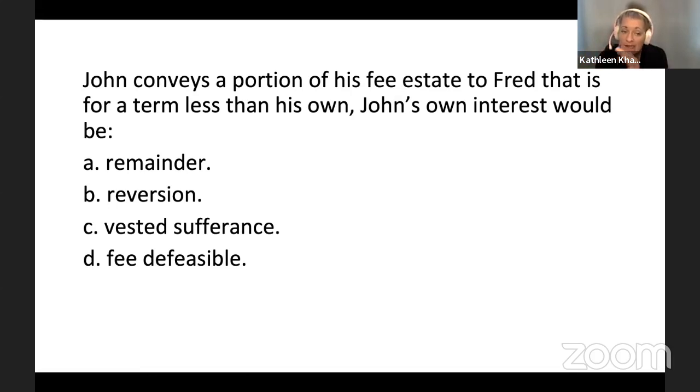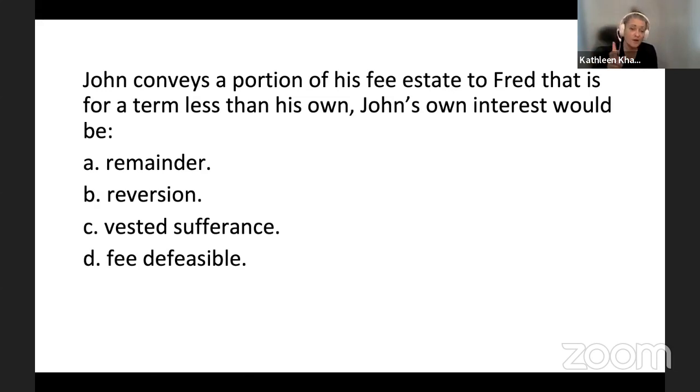Well, is he the remainder? Is he in reversion? Is he invested sufferance? And the one thing you'll find about sufferance is that's a situation where somebody didn't do right by the other, right? Or is it fee defeasible? Have we just recently talked about fee defeasible? What did we just recently talk about? Have we talked about remainder? Have we talked about reversion? Have we talked about sufferance, or have we talked about fee defeasible?